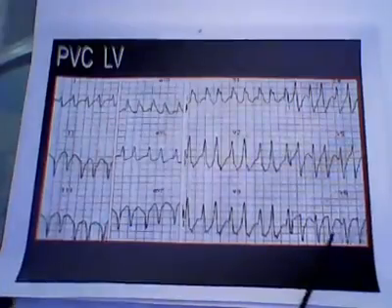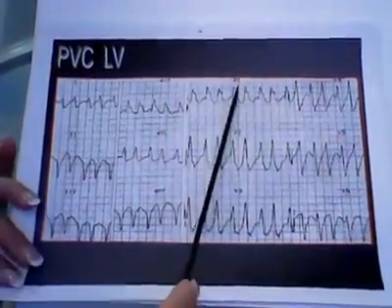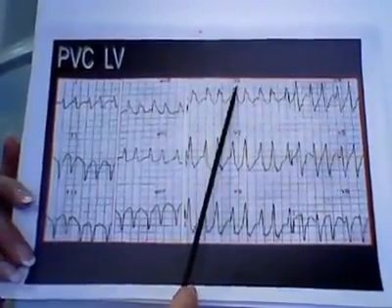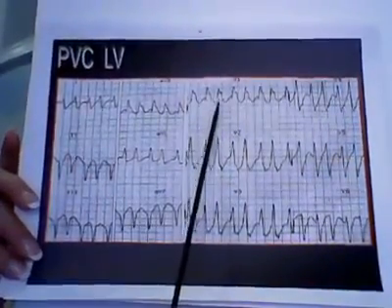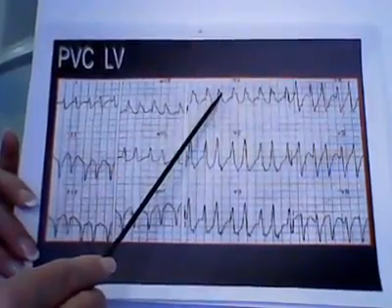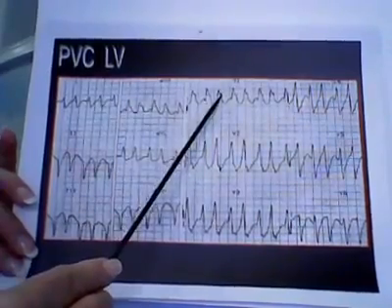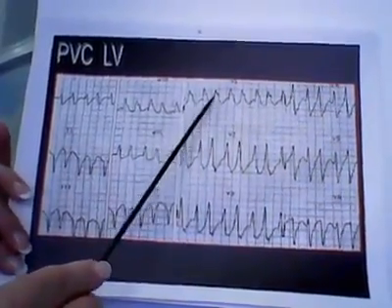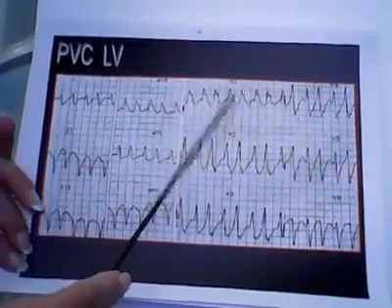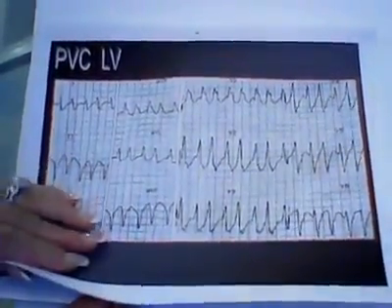Well, right off the bat, you're down to V6, you're dead. Okay? All right. But here we go. We look at V1, because you never look at any other lead, and we see we have big mountain. You have big mountain and then a little mountain, right? You have big mountain, you have big problem. That's a PVC from the left ventricle. We have the attack. That's what we have.